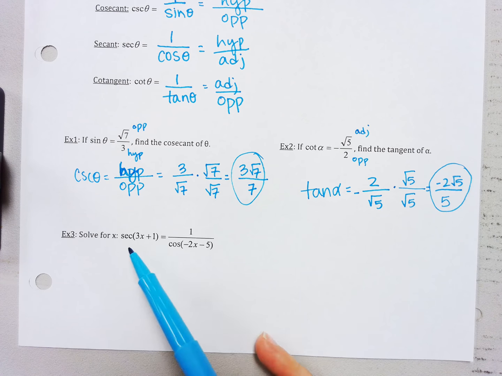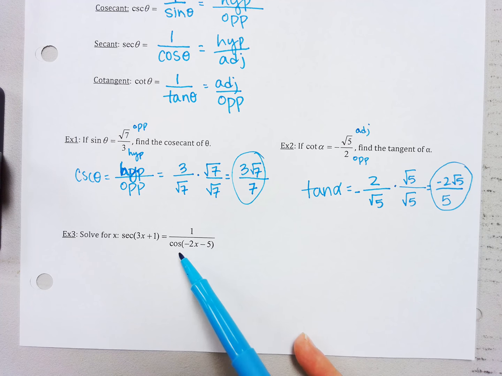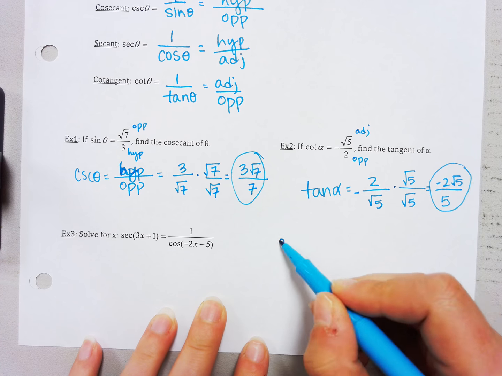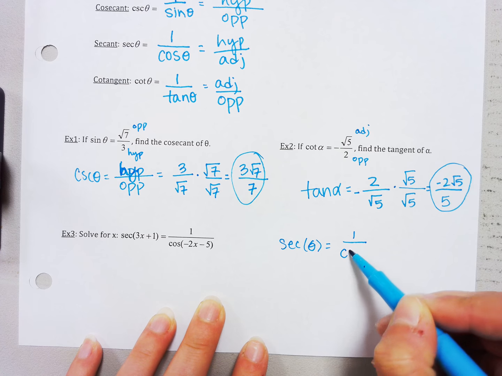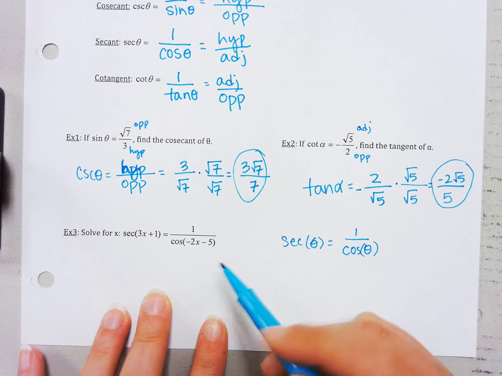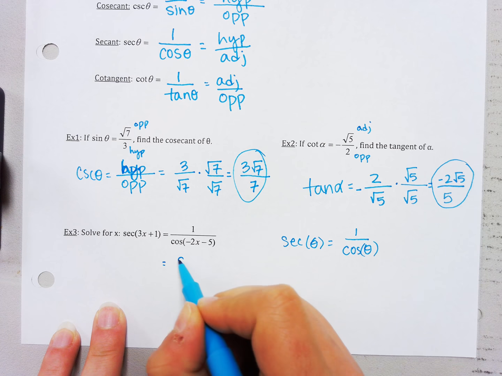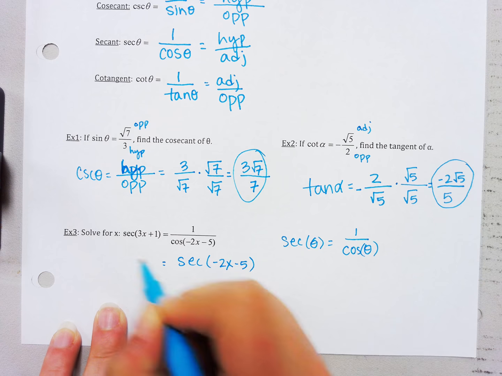So secant again is 1 over cosine. So since I have 1 over cosine over here of something, this is just my angle. I know that this is true: secant of theta equals 1 over cosine of theta. That's what I really have. So I can replace this stuff, the 1 over cosine, with secant of my angle.